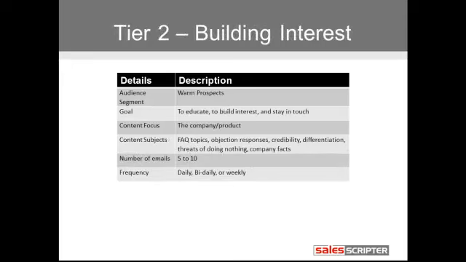Tier 2 is building interest. So we want to send this tier of campaign to prospects that we've engaged with at some level. So ideally these are for our warm prospects, right? We could send this to our hot prospects, but if I have a meeting on your calendar for next week and we're talking regularly, maybe I don't need to send you my marketing emails.